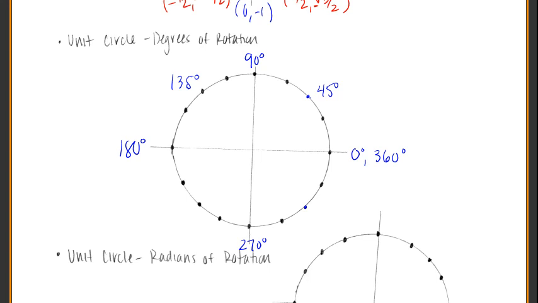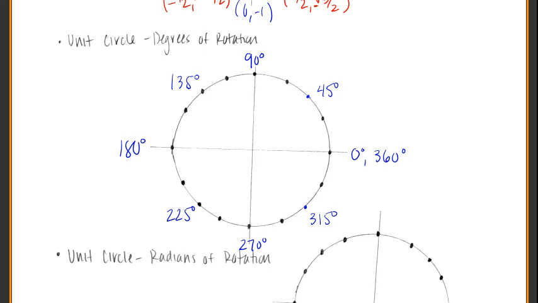180 plus 45 is 225 degrees. Plus 45 more is 270. And 270 plus 45 is 315 degrees. 315 and 45 is 360, okay? So first of all, what I did is I did the 90, 180, 270, and 360, and then I divided the 90 in half to 45, okay?